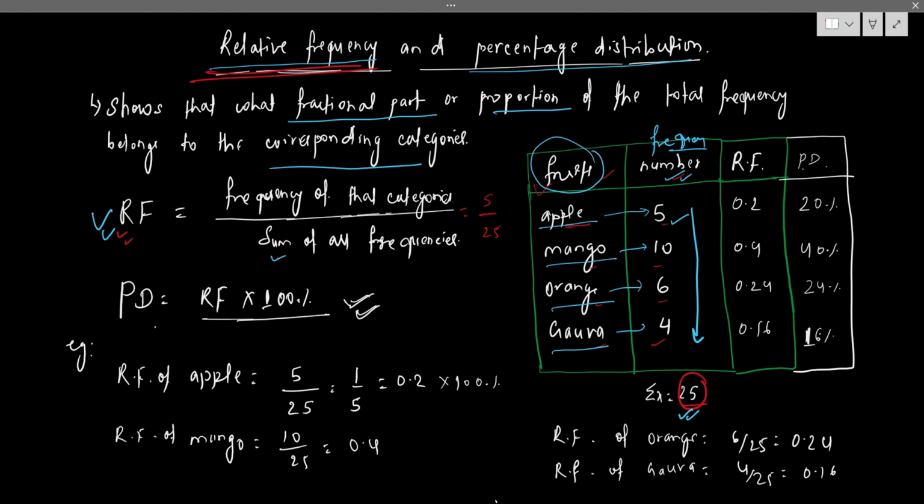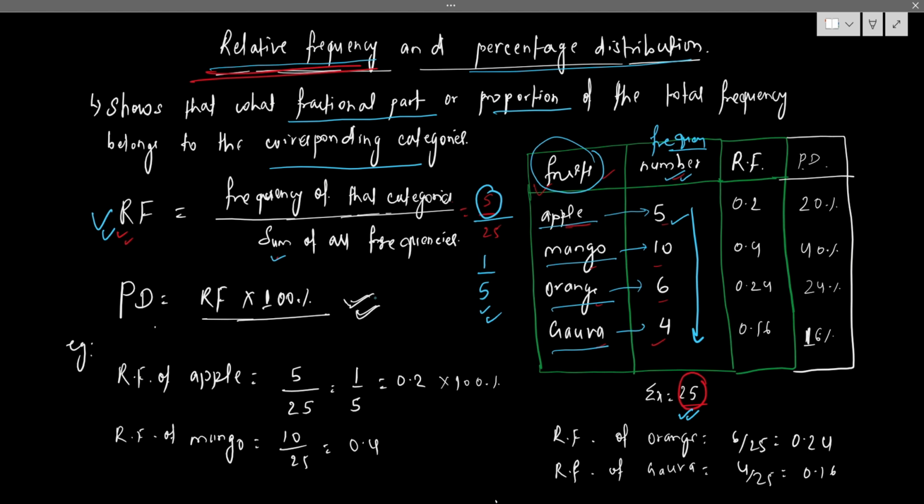We get a proportion that shows that apple is some part or fraction of this 25. As you can see here, this is 5, and when we divide it by 25, we get 1 by 5. So apple is 1 by 5 of the 25. Okay, and this is the fractional representation of the total frequency.